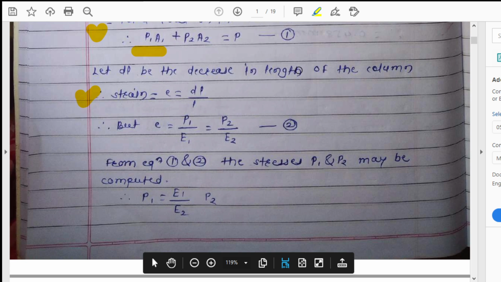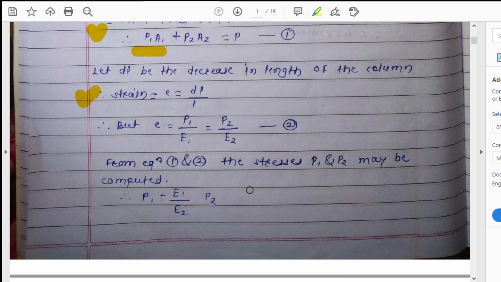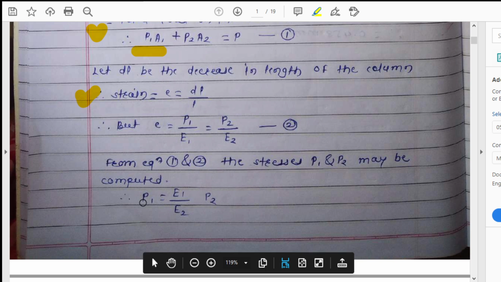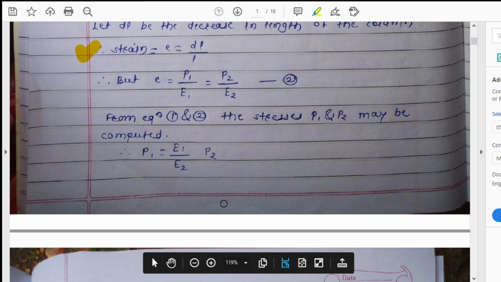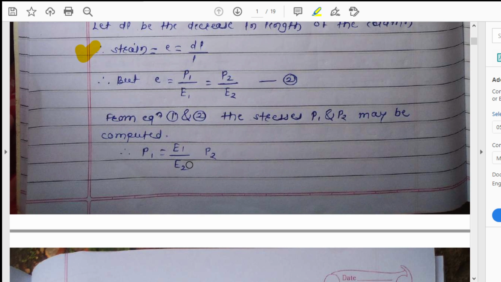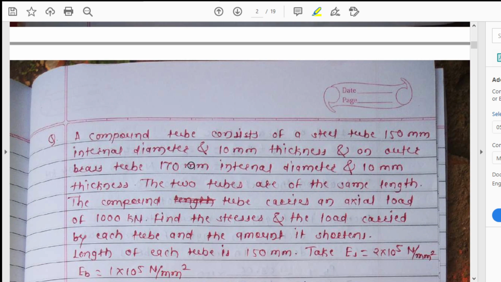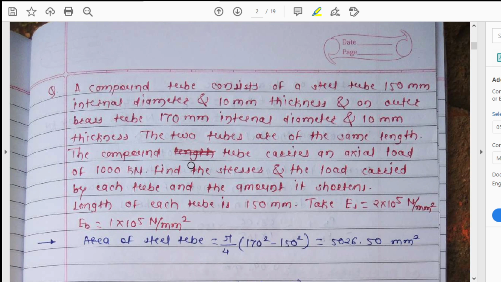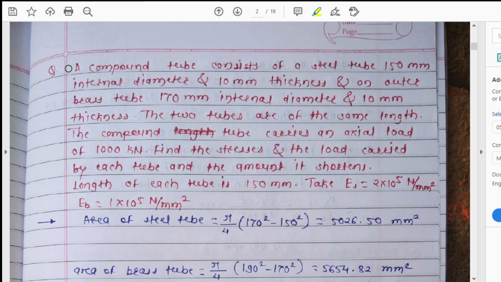Now from this stress and this strain, we can compute the value of P1 as P1 equals E1 upon E2 into P2. Here E1 upon E2 is nothing but your modular ratio. Okay, now this is very simple. You can move further to the numericals.